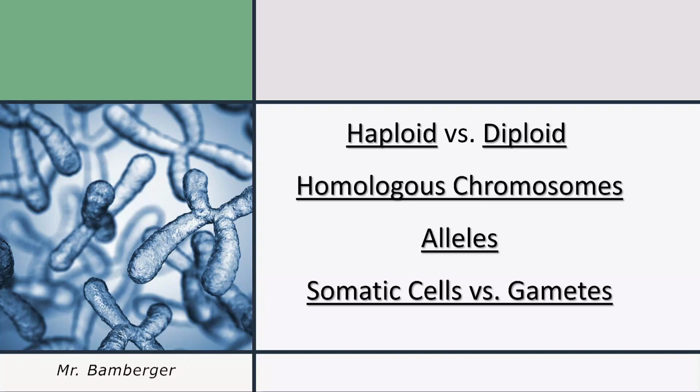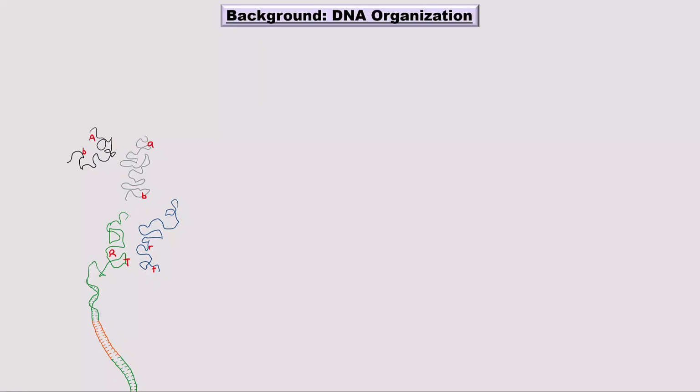Welcome to our video on haploid versus diploid, homologous chromosomes, alleles, somatic cells versus gametes, and also differentiation. Let's take a look. First, a quick note on the background, how DNA is organized. On the left part of the screen, you guys see stringy stuff, which is DNA.